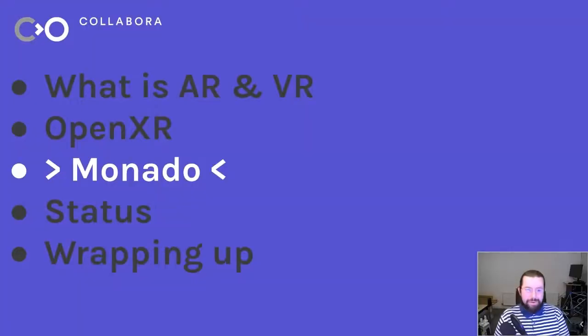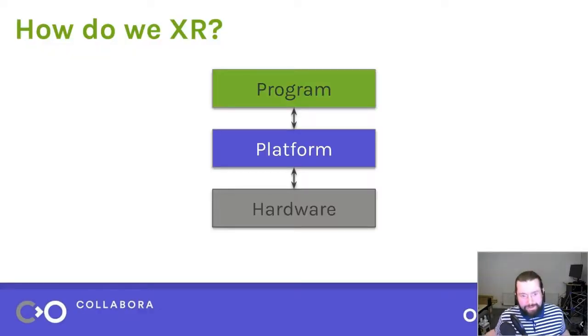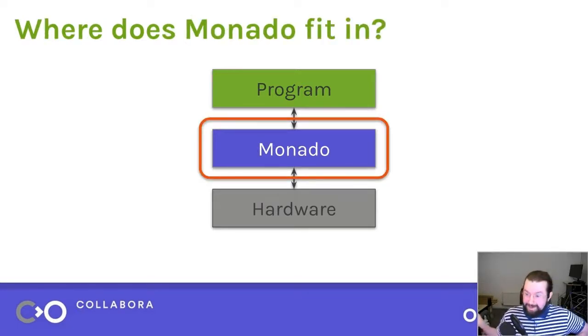So going to talk about Monado and deep dive there. This is the FOSS implementation part of OpenXR that I had on the slide before. So going back again, how do we do XR? You have your program, you have your platform, and you have your hardware. And Monado is a platform. It's a collection of drivers and software that allows you to run an XR application, basically a VR application, on your computer or on a specific hardware.